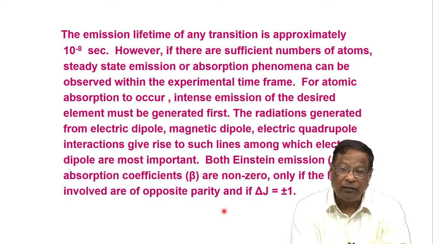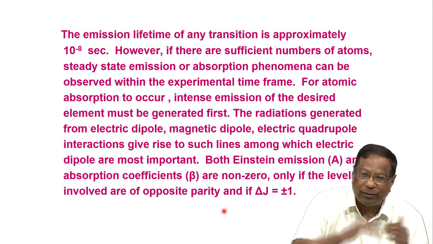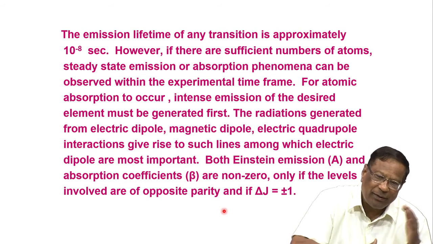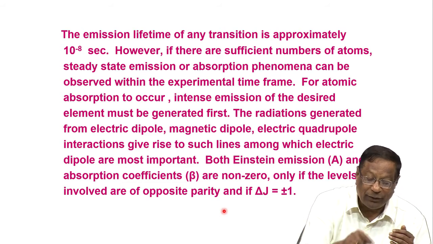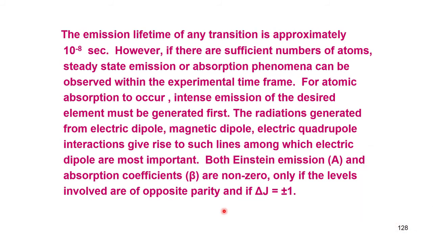If there are a sufficient number of atoms, in steady state emission or absorption, there will be an equilibrium between absorption and emission. So, this steady state absorption phenomenon can be observed within the experimental time frame, say within a few minutes or a few seconds. After some time you will not see any change, it will remain steady because it will be in equilibrium.